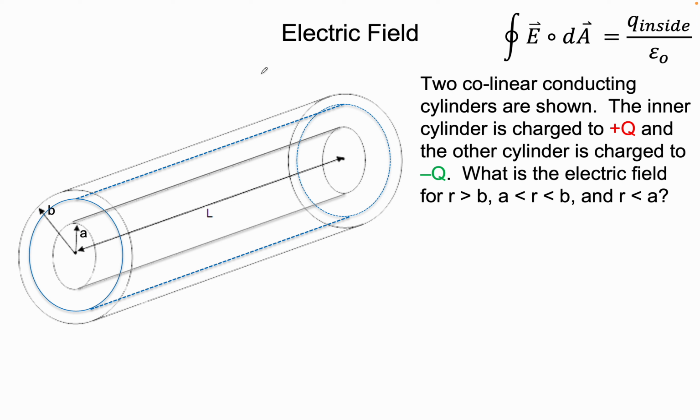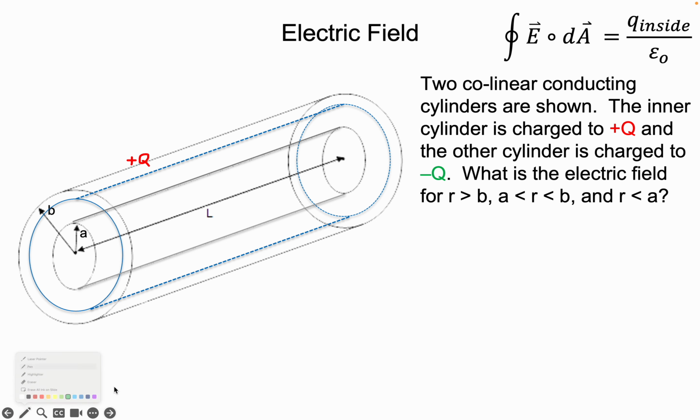So in today's lecture, we're going to take a look at and use Gauss's law for a bunch of different situations. This first one is a new situation where we actually have to use a cylinder. Two collinear conducting cylinders are shown. The outer cylinder is charged to positive Q. This is the outer black one here. And the inner one is charged to negative Q.